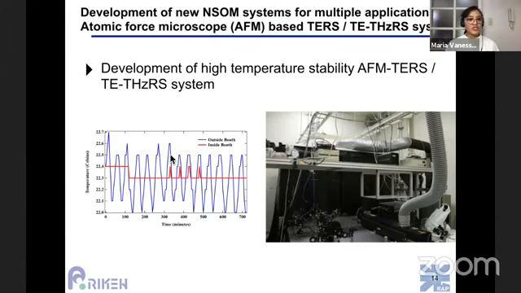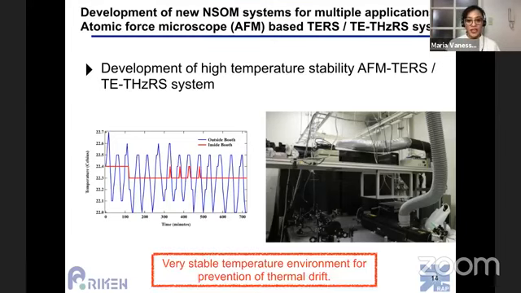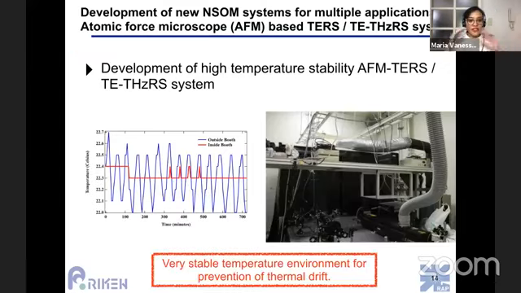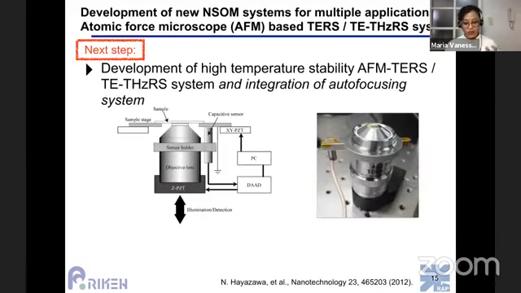And I would like to personally thank Dr. Dasallas because he was also very instrumental in improving the condition of this temperature booth during his stay as an intern in the Nanophotonics Research Laboratory. And we found that we were able to create a very nice, stable temperature environment to prevent what we call thermal drift.